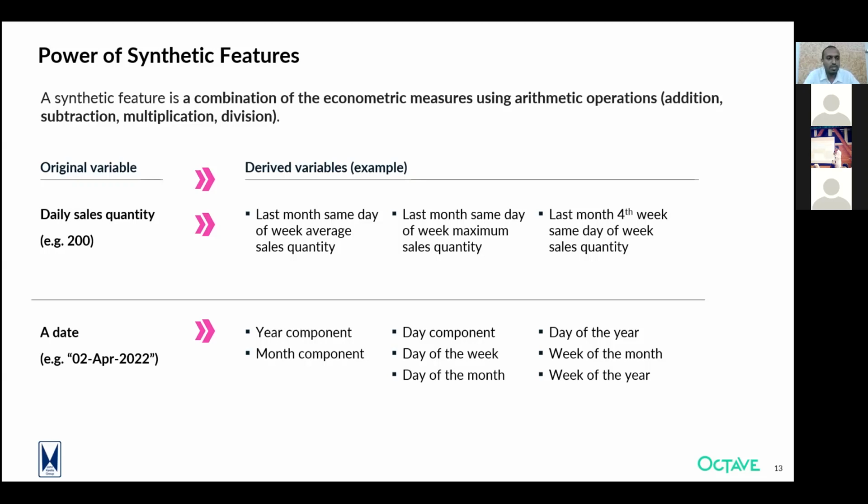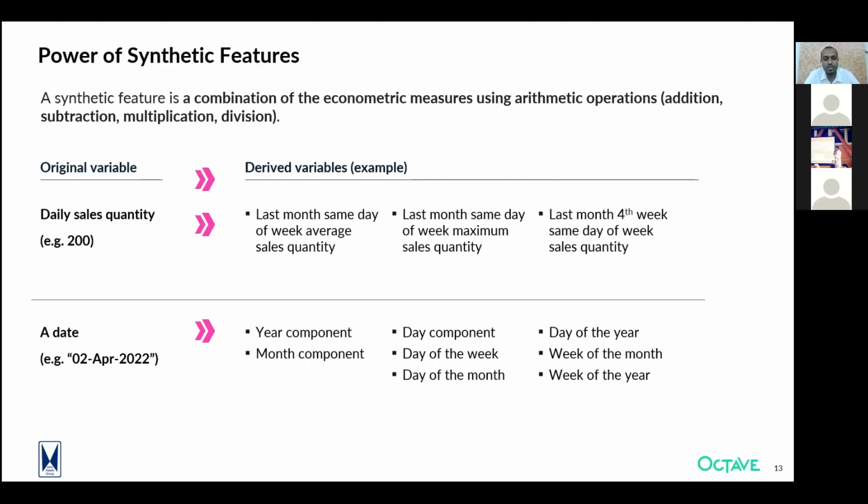For example, suppose we have a feature such as the daily sales quantity, with a value of 200. For example, it can be the sales of a particular store item. But having that particular feature may not be enough in order to predict that store item's future sales on a particular day, right? So what we can do is derive features. The features which we derive are the synthetic features.